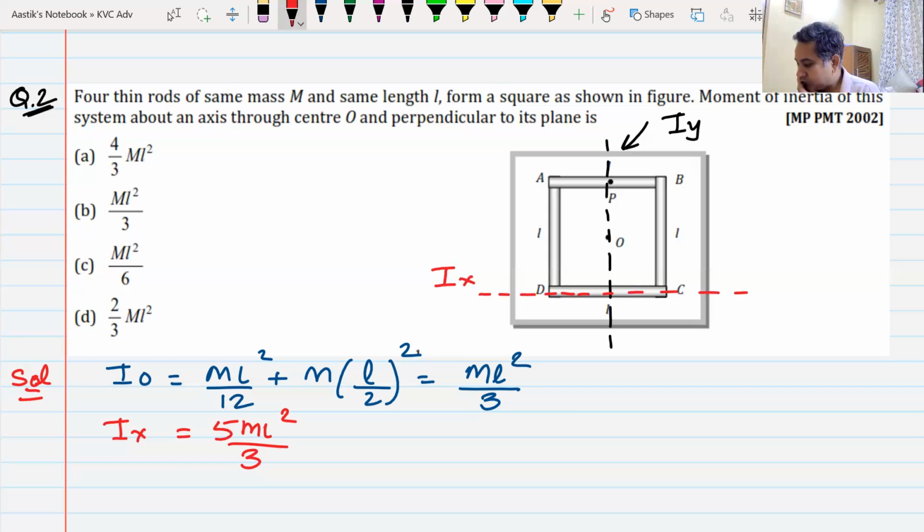Four ml square by 3, sir. I don't know, sir. So I will try and solve it by my own. So I have to find the moment of inertia about the y-axis.